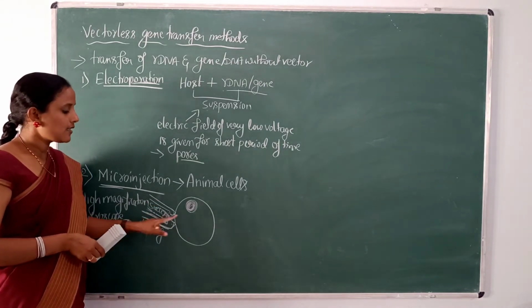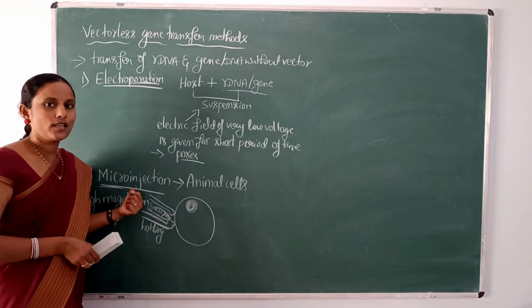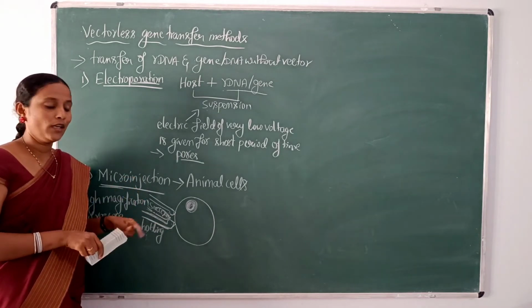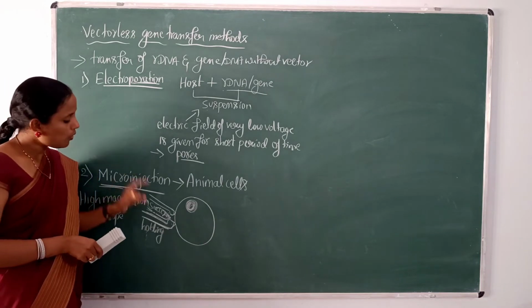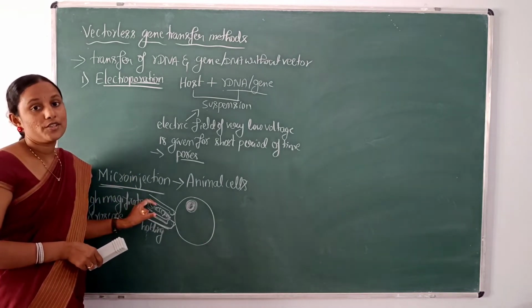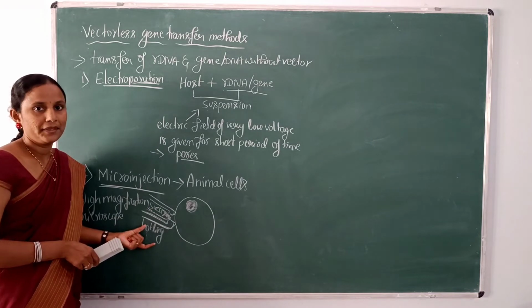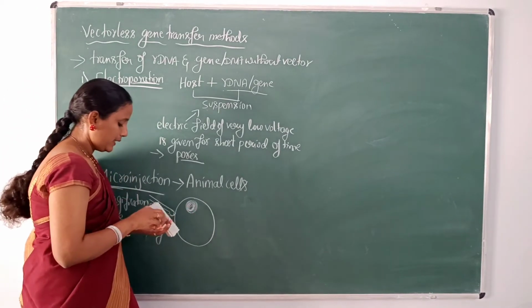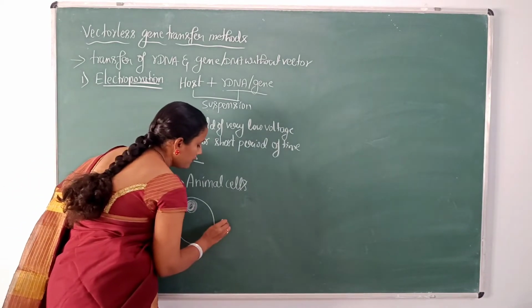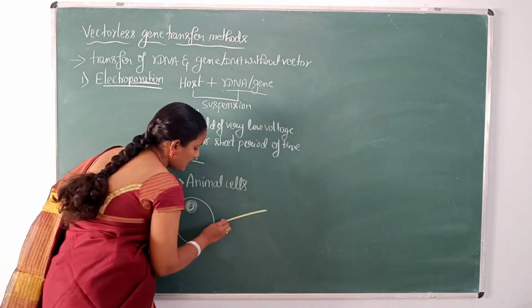If it increases, then it will suck the cell into the instrument. If it is very low, it will leave the cell. So that is the problem. So moderate suction pressure will be created in this holding pipette. Then a micropipette is available with a very sharp end like this.